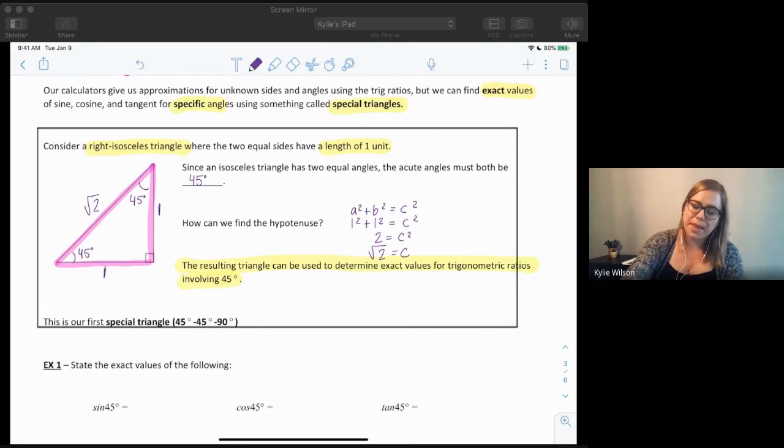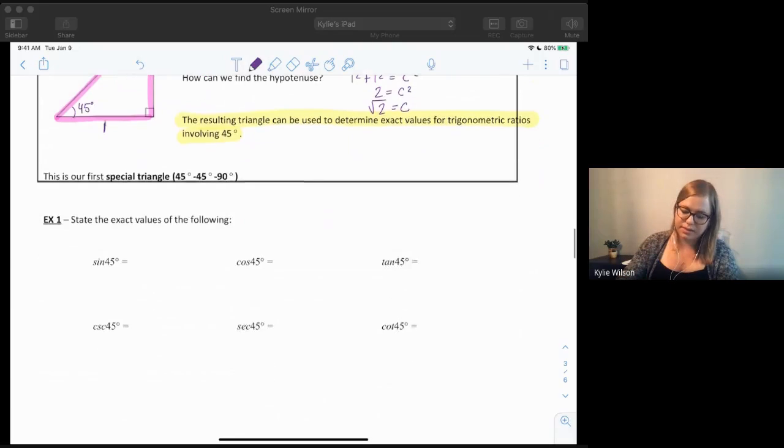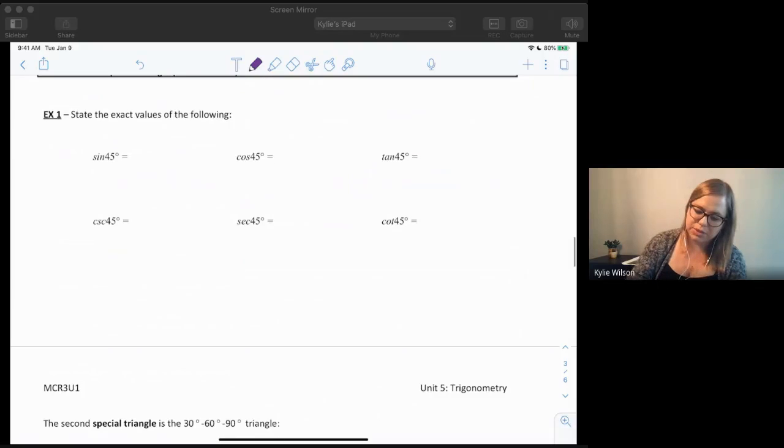So I'm going to look at the pink triangle, and I want to, oh, yes, Ethan, you can type your question. I'm just going to draw our special triangle again down here so I can have this bigger for you.